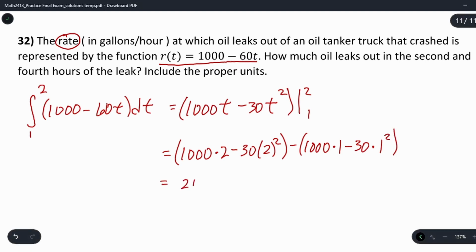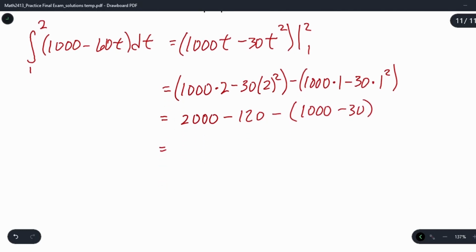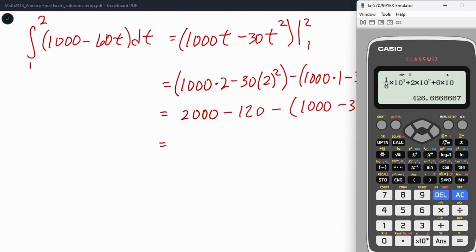And giving us 2000 minus 2 squared is 4. 4 times 30 is 120 minus, this is 1000 minus 30. And then I would recommend that you do the calculator from here on out. We're going to have 2000 minus 120 minus parentheses 1000 minus 30. And our final answer is 910.